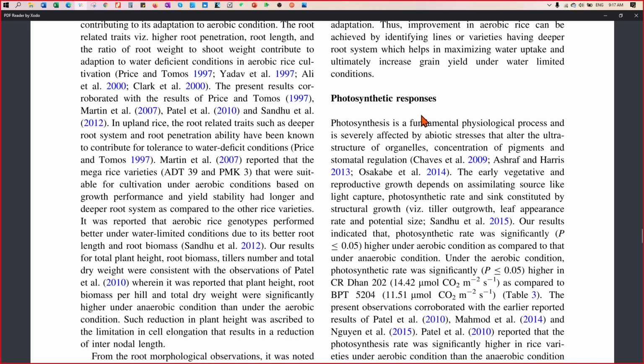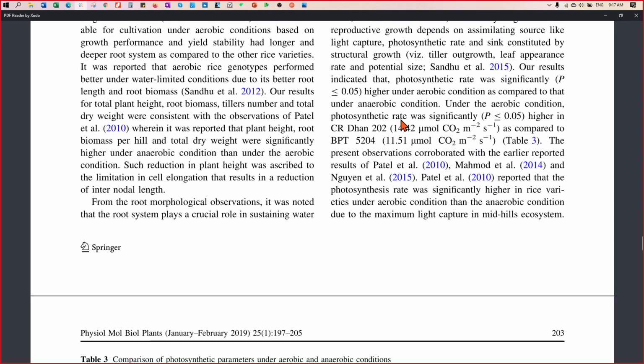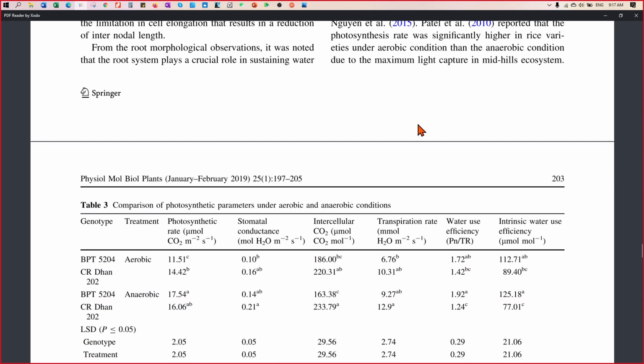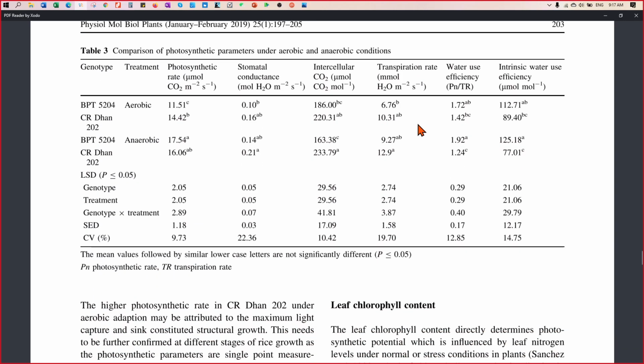So what about the photosynthetic response? This is a table with the results here. You can see that the CR202 has the higher photosynthesis. However, when both are grown in anaerobic condition, they are similar.